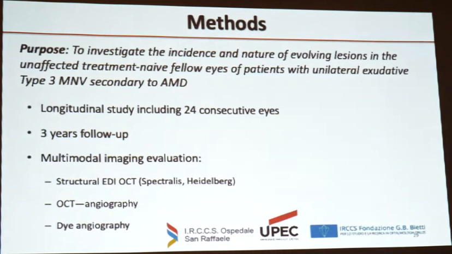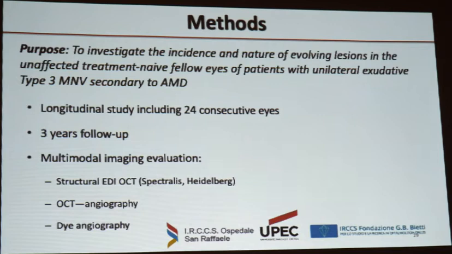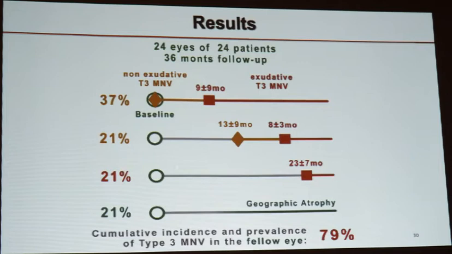And using these new informations given by OCT angiography, we have performed another study in order to investigate the fellow eye. So we have included, as in the study of Larry Annuzzi before, patients with unilateral treatment-naive type 3 macular neovascularization in one eye, and we have followed the fellow eye. And we have seen that at the baseline, the fellow eye, in 37% of cases, was characterized by a non-exudative form of type 3 macular neovascularization. This is an eye without exudation, without any kind of symptoms. And after a mean of 9 months, the macular neovascularization became exudative.